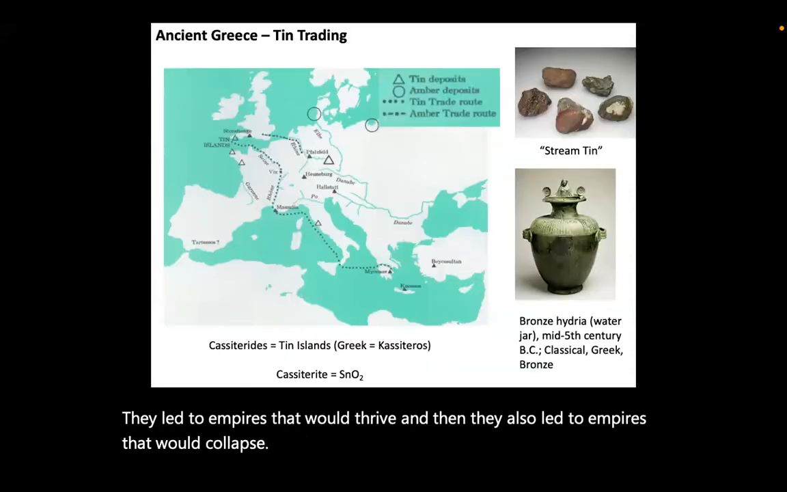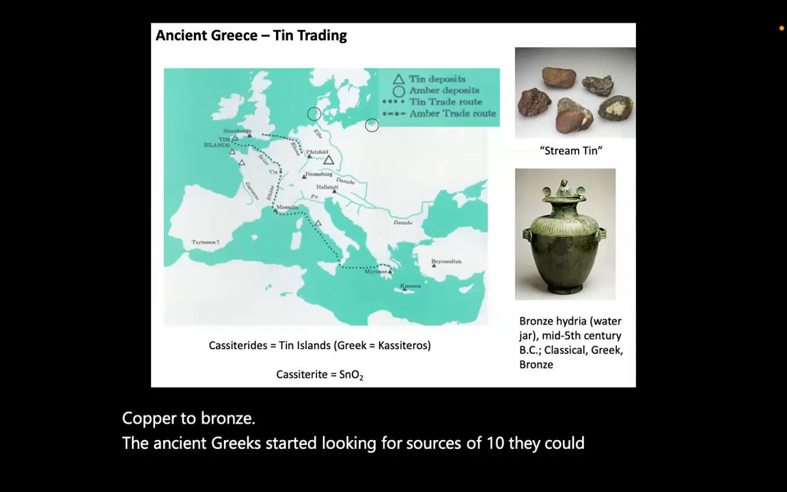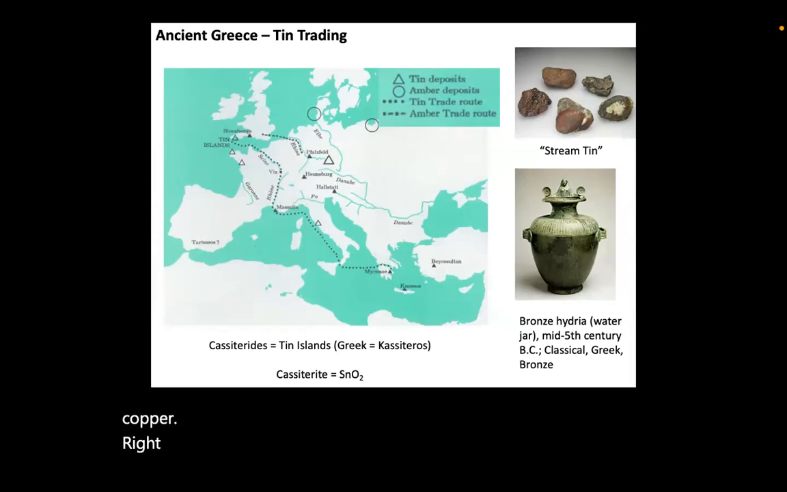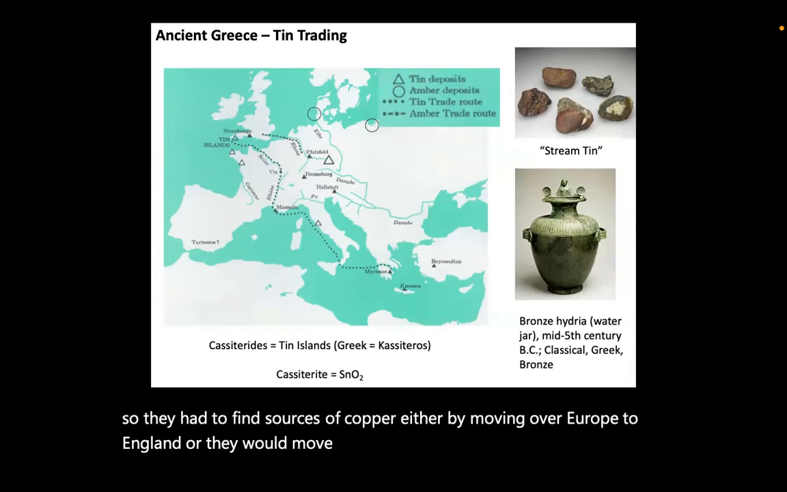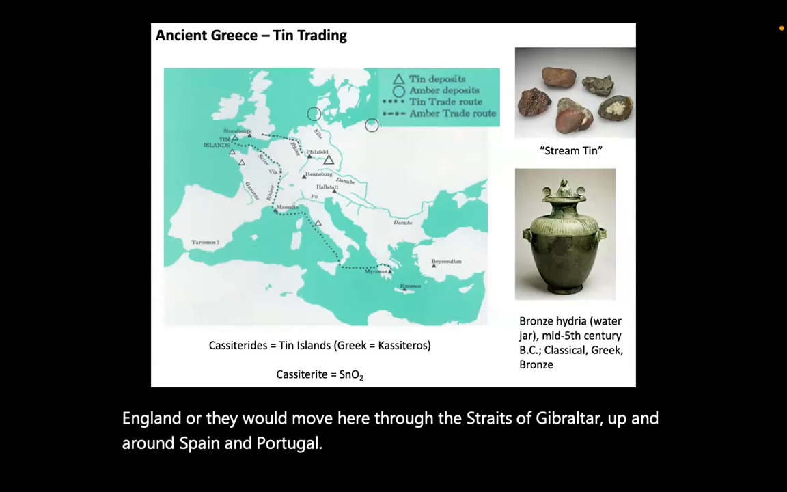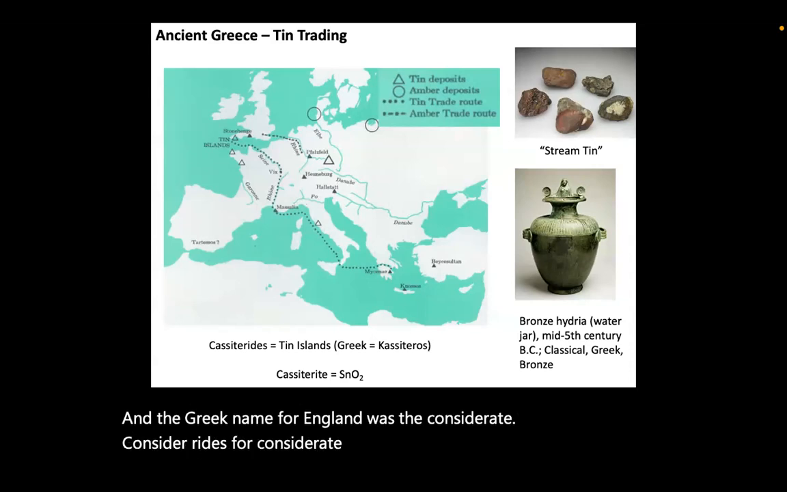Copper to bronze. The ancient Greeks started looking for sources of tin. They could find copper, right? The islands off of Greece had abundant copper, but didn't have tin. So they had to find sources of tin either by moving over Europe to England, or they would move through the Straits of Gibraltar up and around Spain and Portugal. And the Greek name for England was the Cassiterides, for cassiterite, because that's the mineral that they would find.